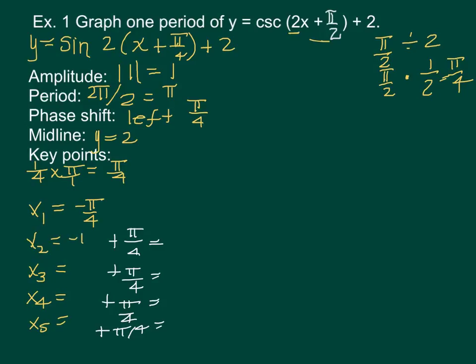Alright, so I'm going to take negative pi over 4 and add pi over 4, which is 0. 0 plus pi over 4 is pi over 4. Pi over 4 plus pi over 4 is 2 pi over 4. 2 pi over 4 plus pi over 4 is 3 pi over 4. Okay, so let's see how this looks on our graph.